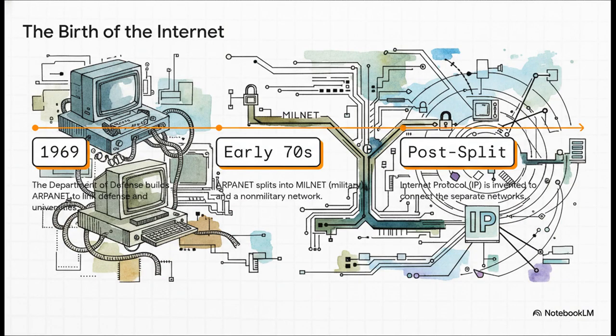So where did this whole thing come from? Well, believe it or not, it started way back in 1969 with a government project called ARPANET. Eventually, it split into two networks, one for the military and one for everybody else. But that created a new problem. How do you get two different networks to talk to each other? The solution was a brand new set of rules called the Internet Protocol, or IP. And that, right there, was the real beginning of the internet as we know it.